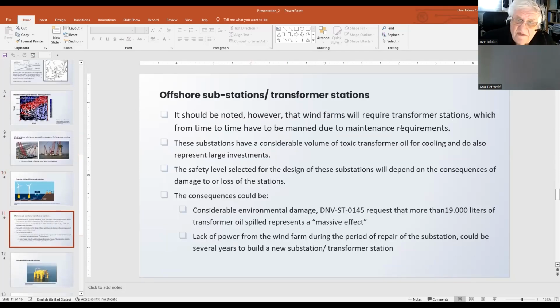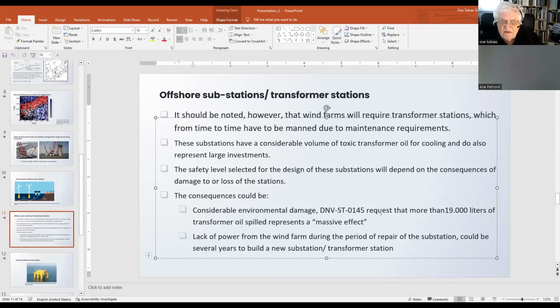So the wind farms require these transformer stations. They have a lot of transformation oil, up to 19,000 liters of transformer oil, and even more. And Norske Veritas in there, and then DNV ST0145. They request that if there's more than 15,000 liters, 15 cubic meters of transformer oil, then there's a spill. That's a massive effect. So we should avoid any damage to, or at least the collapse of, the offshore transformer station, if there is a lot of oil on the transformer stations.